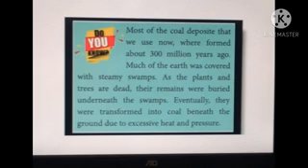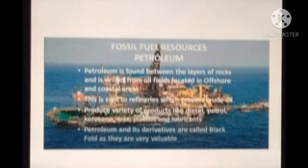The next fossil resource is petroleum. Petroleum is found between the layers of rocks and is drilled from oil fields located in offshore and coastal areas. This is sent to refineries which process crude oil and produce a variety of products like diesel, petrol, kerosene, wax, plastic and lubricants. Petroleum and its derivatives are called black gold as they are very valuable.